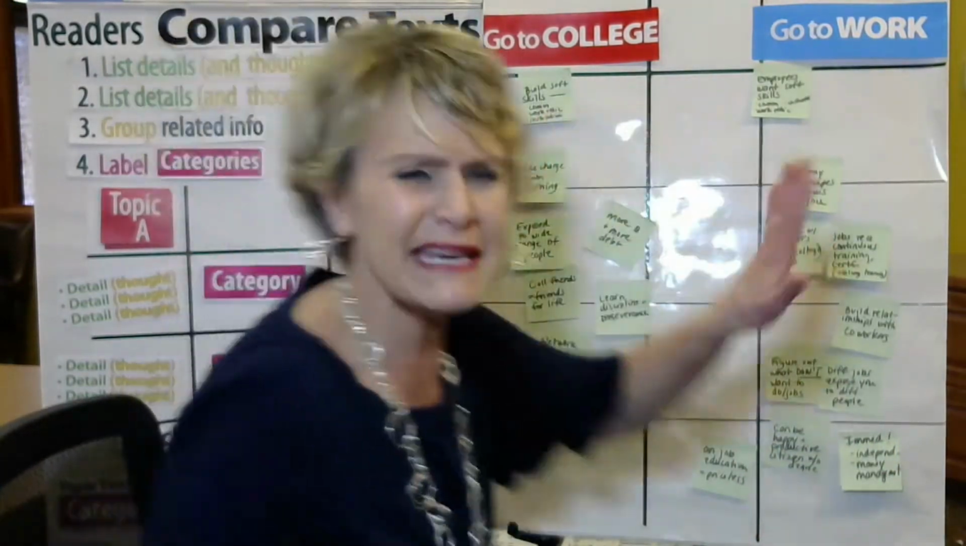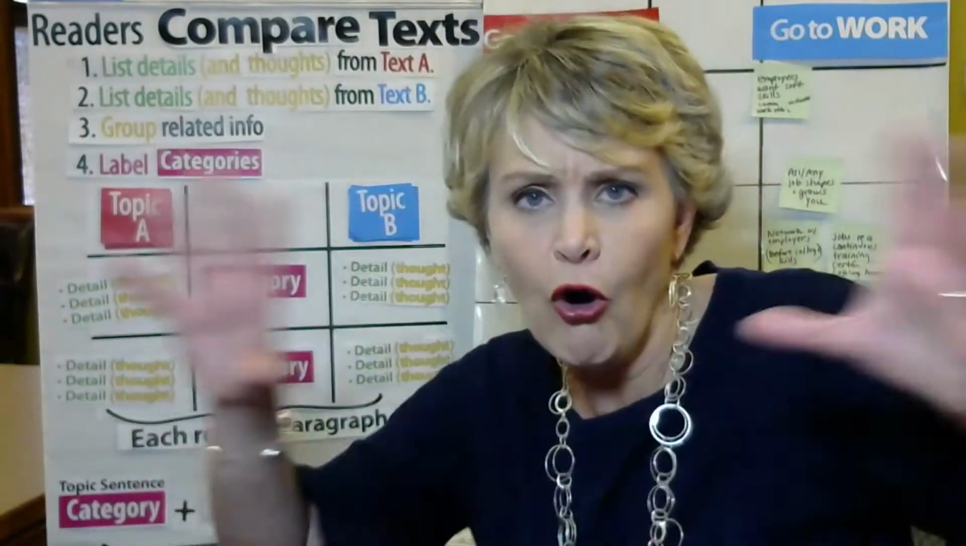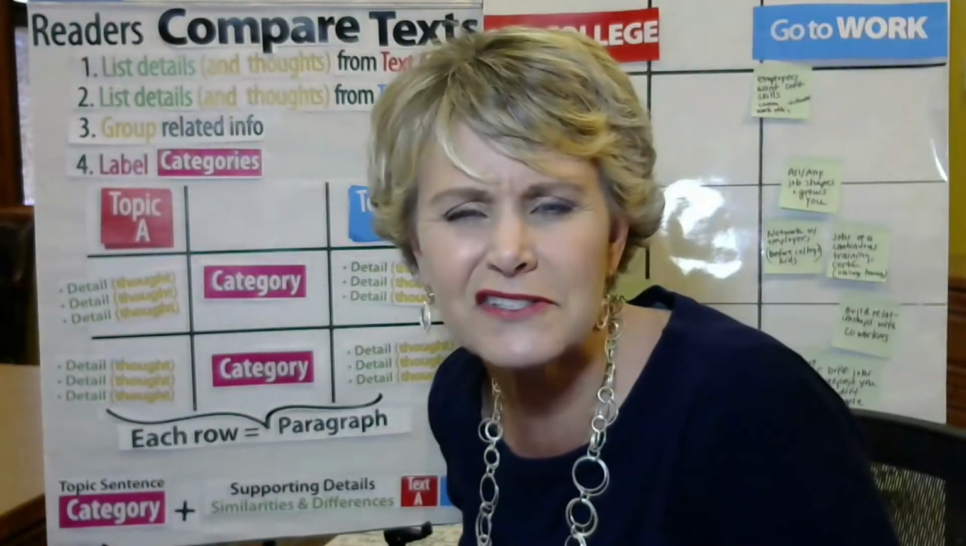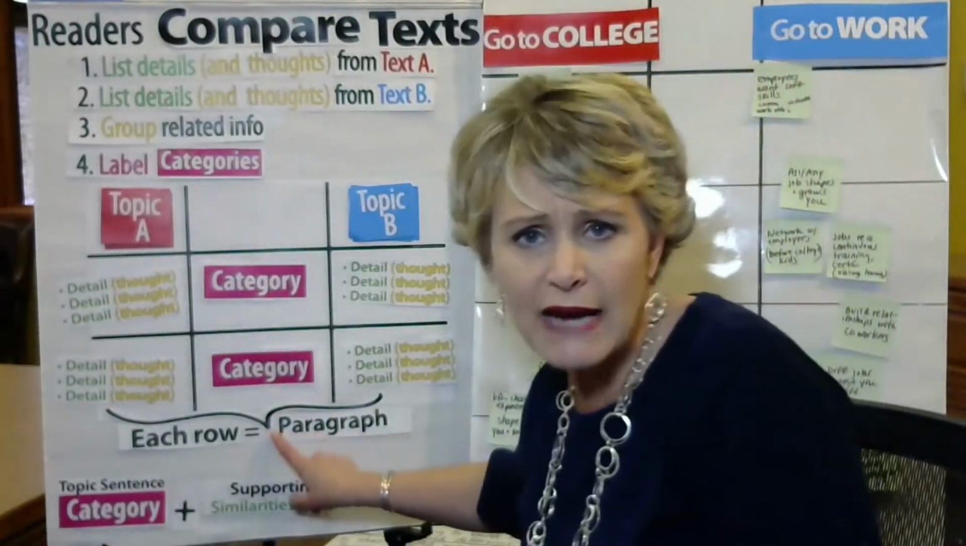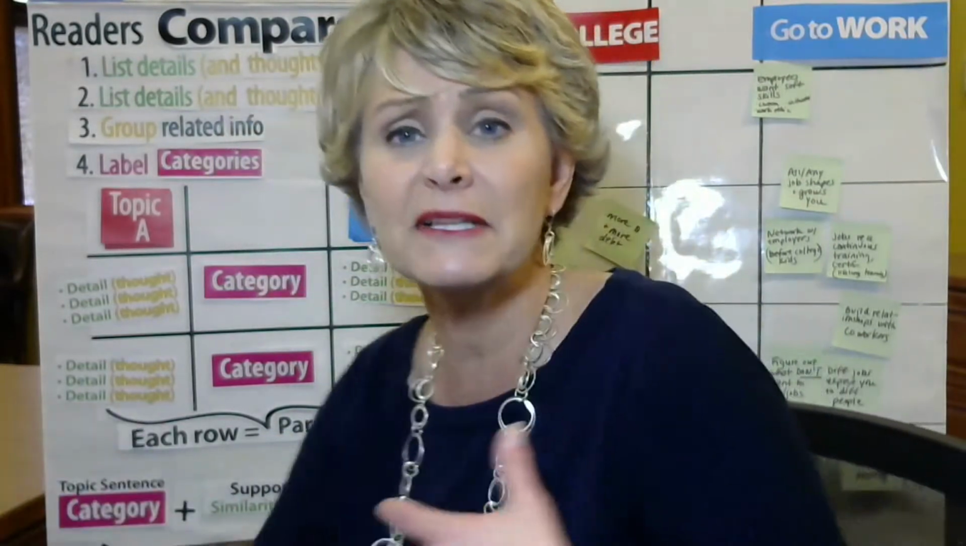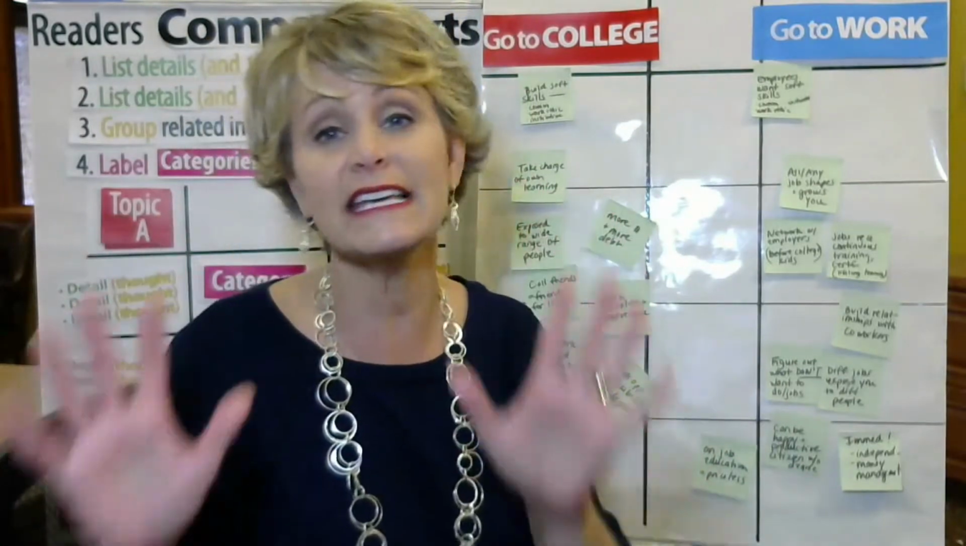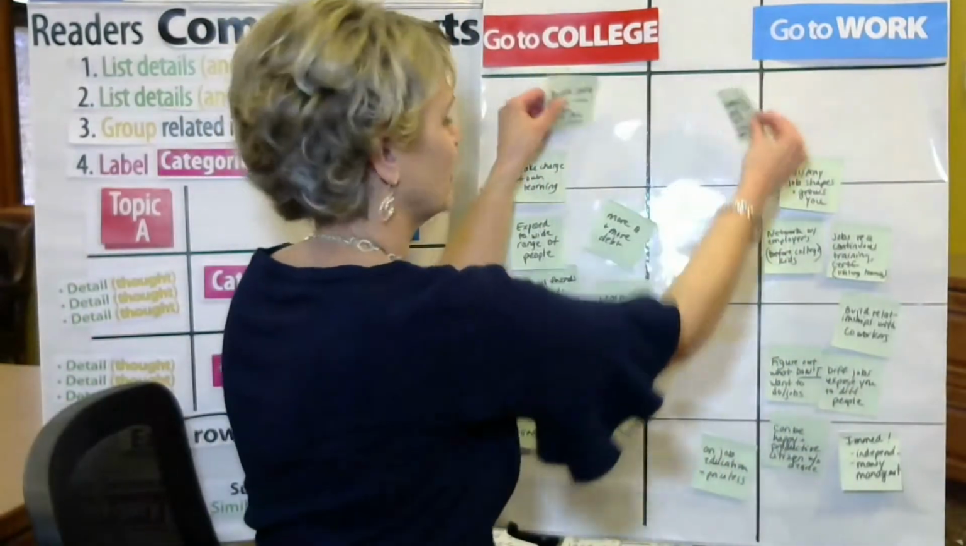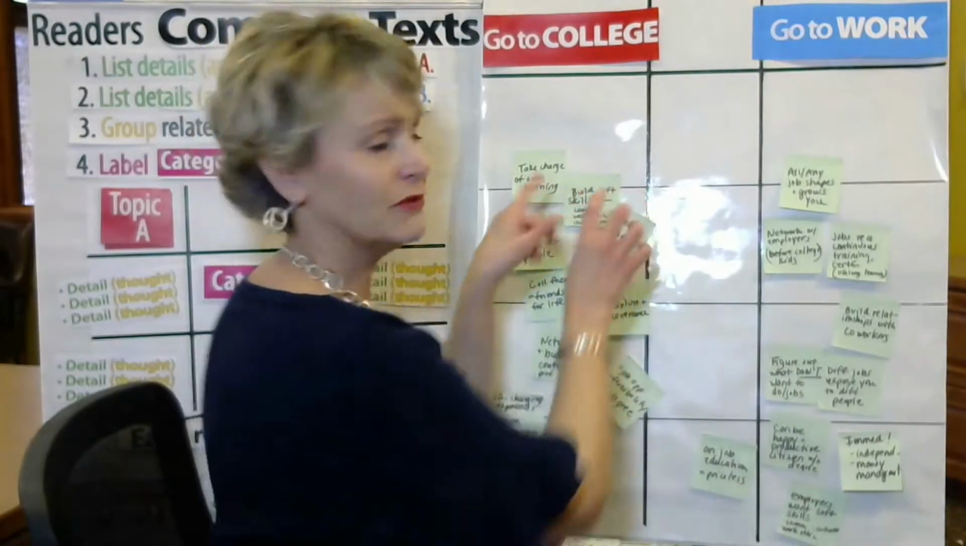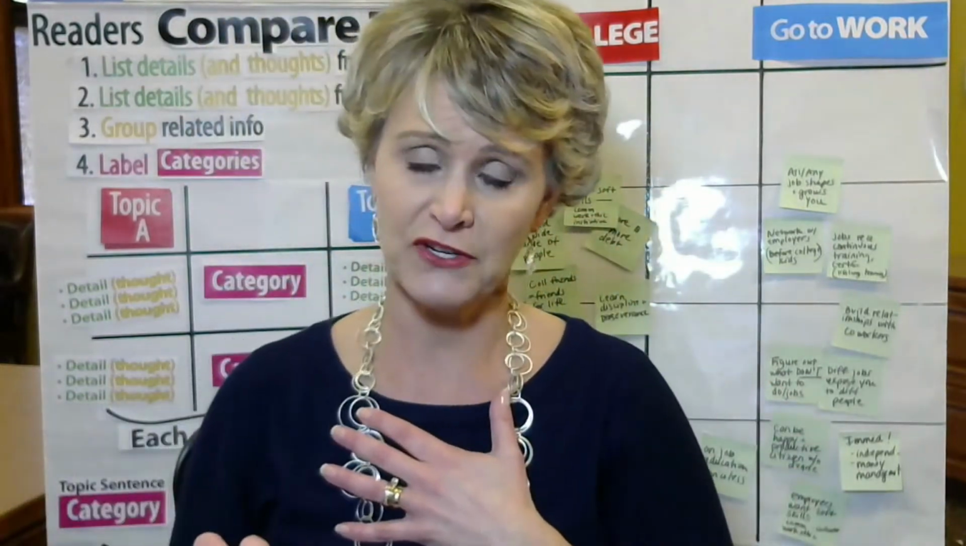Now, wait a minute. You're going to make the whole row about soft skills? A row is a paragraph. How are you going to write 5 sentences with similarities and differences? You only got one detail. This is not how you group details. No, you're trying to just get it done. It's not how it works. Let's get these out of the way. Okay, so let Mrs. Smekens show you how this works.